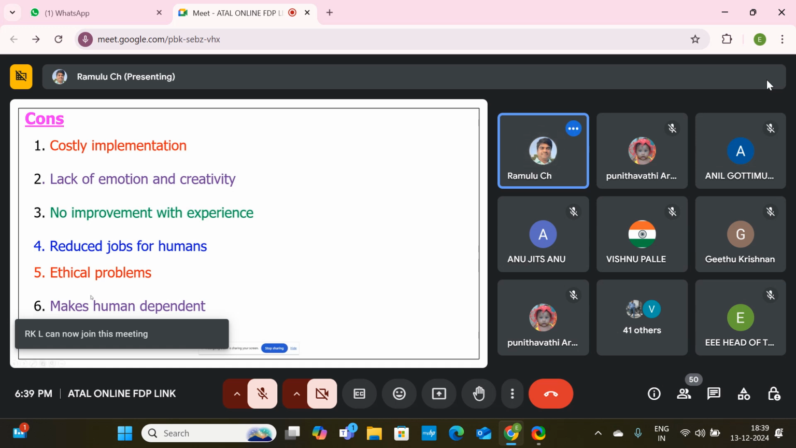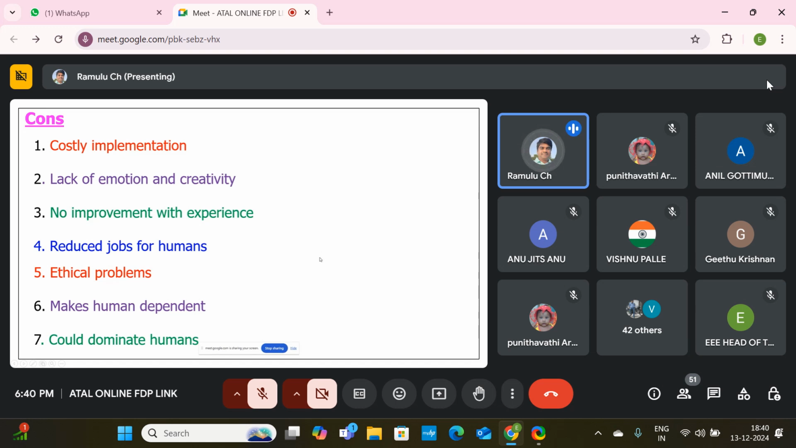Ethical problems, this is also very important. The original emotions we are missing, and the original ethical values we are missing. As per my point of view, these two things are very important. Therefore, the lack of emotion and ethical problems is one drawback. Makes humans dependent and could dominate humans. No doubt, if we depend upon AI, this AI technology is going to dominate the humans.